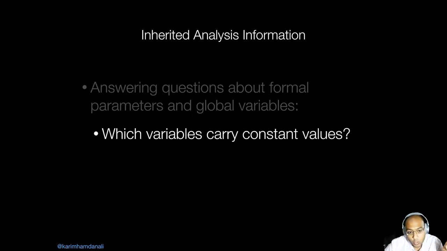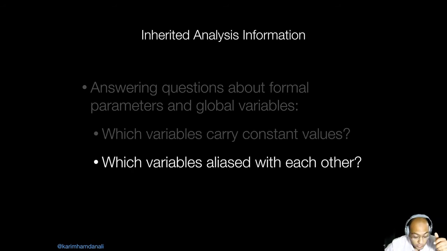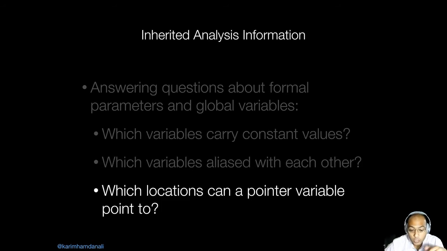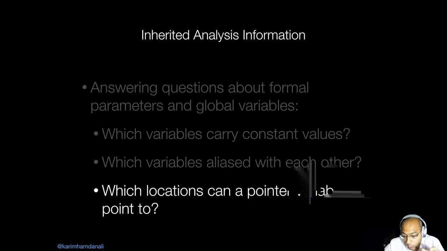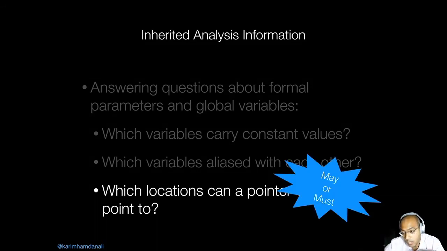Particularly, we might be interested in knowing which variables may hold constant values, or which variables alias with each other, or which locations a pointer variable can point to at runtime. All this information could be one of two things. It could be may information, or it could be must information. Must information means it's going to be flow sensitive. May information means it may or may not be flow sensitive. It may be flow insensitive or flow sensitive.